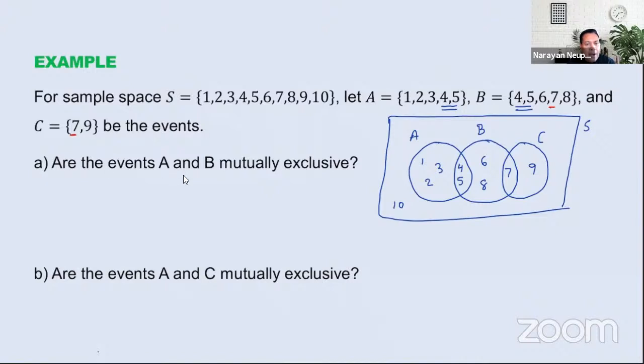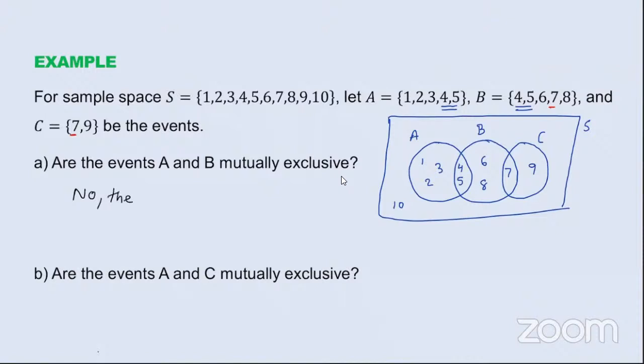The first part is, are events A and B mutually exclusive? Mutually exclusive means they are disjoint. Are they disjoint? That is the question. So when you look at this diagram, what do you think? Are A and B mutually exclusive or mutually inclusive? Do they include something in common? Yes, they are mutually inclusive. So the question is, are they mutually exclusive? The answer is no. They are mutually inclusive instead.